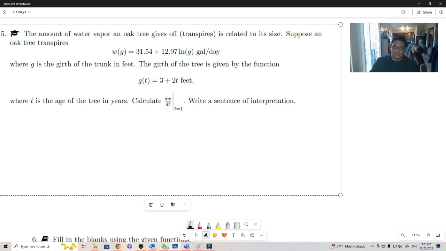So if W of G is that, then W prime of G is just going to be what? The constant here becomes a 0, and the only derivative here is this log. And so I'm going to have 12.97, since that's just multiplying the log, times 1 over G. Okay? And now, if I take the derivative of G, this is just going to give me g prime of t is 2. So, constant function. Now, with this information, I should be able to find out what the W of T is.